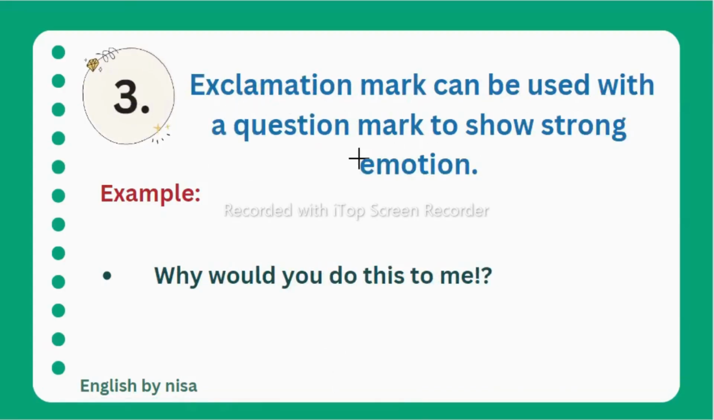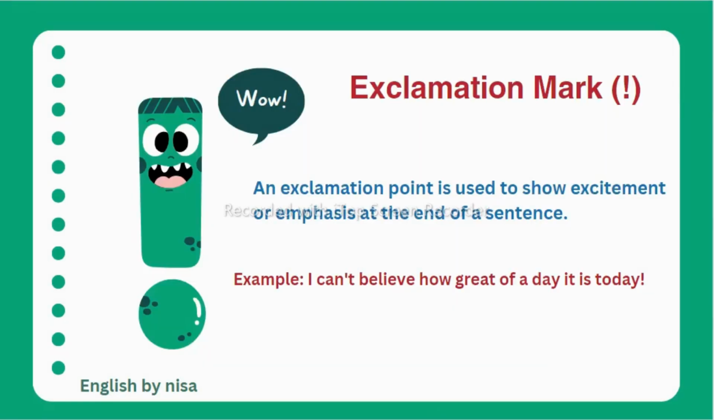Now the third rule: an exclamation mark can be used with a question mark to show strong emotions. Here we can use both punctuation marks, the exclamation mark as well as the question mark, to show strong emotion. For example, you can ask, "Why would you do this to me?!" Here you are showing your emotion as well as asking a question. When you have to show strong emotion, you can use both marks together; otherwise we should not use two punctuation marks in one sentence. So this is all about the exclamation mark.